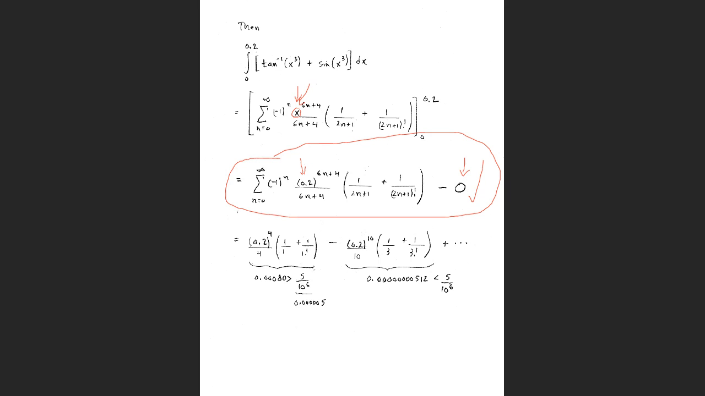Now, we wanted our answer correct to within 5 decimal places. So that means the criteria I have to use is 5 over 10 to the 6th power. And what I do is I keep enumerating terms of the series until I reach a term that is smaller than 5 over 10 to the 6th power. Correct to 5 decimal places means I'm going to use the criterion of 5 over 10 to the 6th power. If it were correct to 6 decimal places, I would use the criterion 5 over 10 to the 7th power, for example.